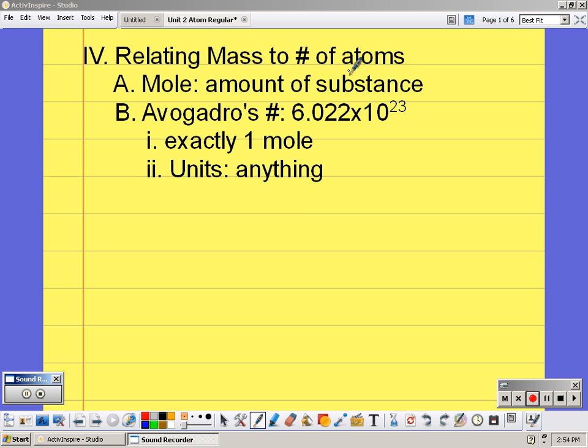Avogadro's number is 6.022 times 10 to the 23rd. So if I have 1 mole of something, then I have 6.022 times 10 to the 23rd of that thing. So if I have 1 mole of atoms, I have 6.022 times 10 to the 23rd atoms. If I have a mole of paper, I have 6.022 times 10 to the 23rd pieces of paper.